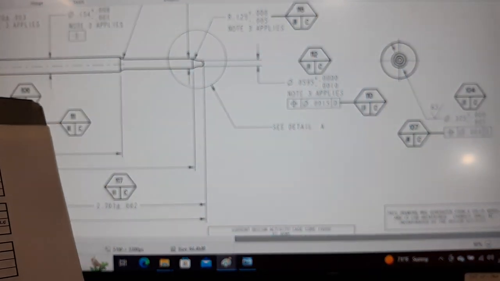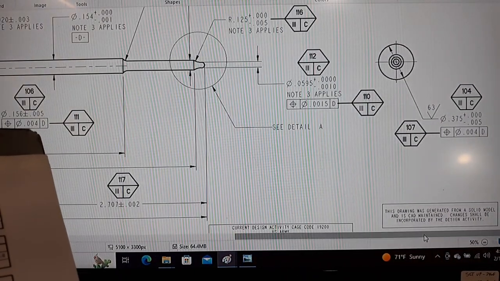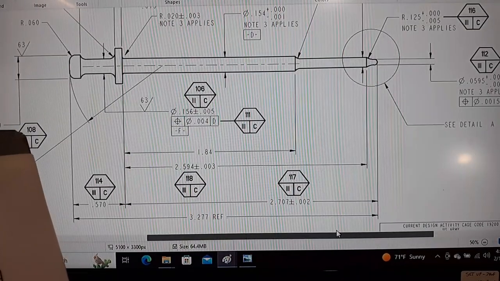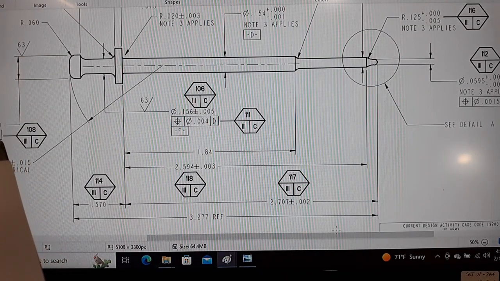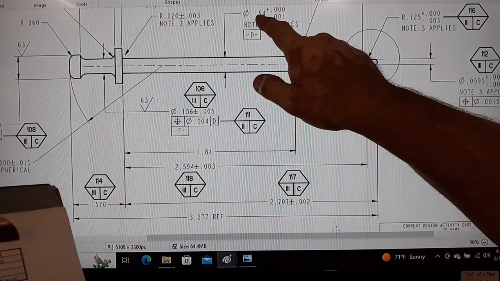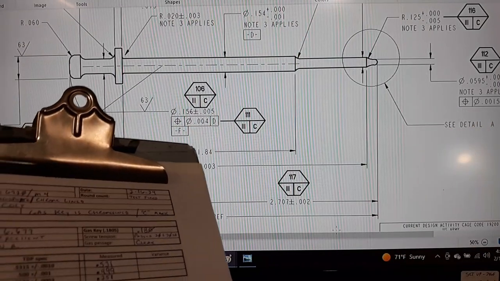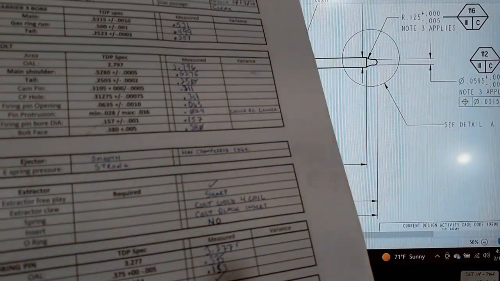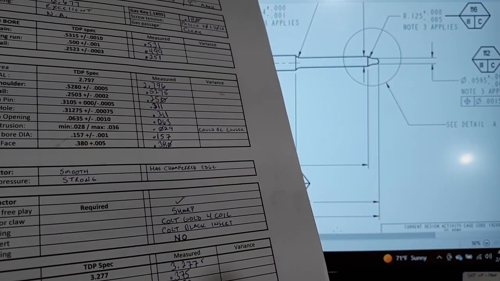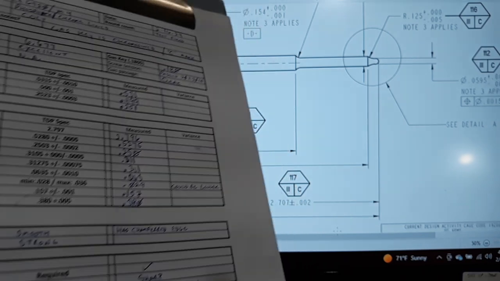Shaft diameter, that's another biggie you should be aware of. I'm going to talk about all this in my summary video. 0.154, no less than 0.153. So, as you can see, the TDP is 0.154, measured out as 0.153. So, 1/1,000th smaller than it needed to be.